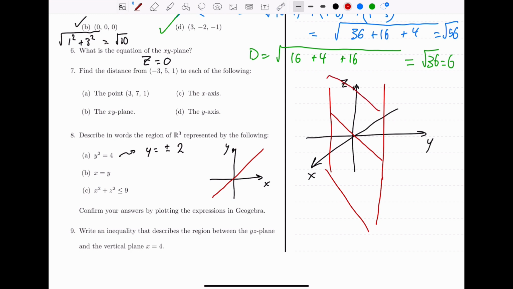It's hard to visualize here. We'll visualize it in GeoGebra in a little bit, but something like that. It's a plane that satisfies x equals y. The value of z is any positive or negative number.